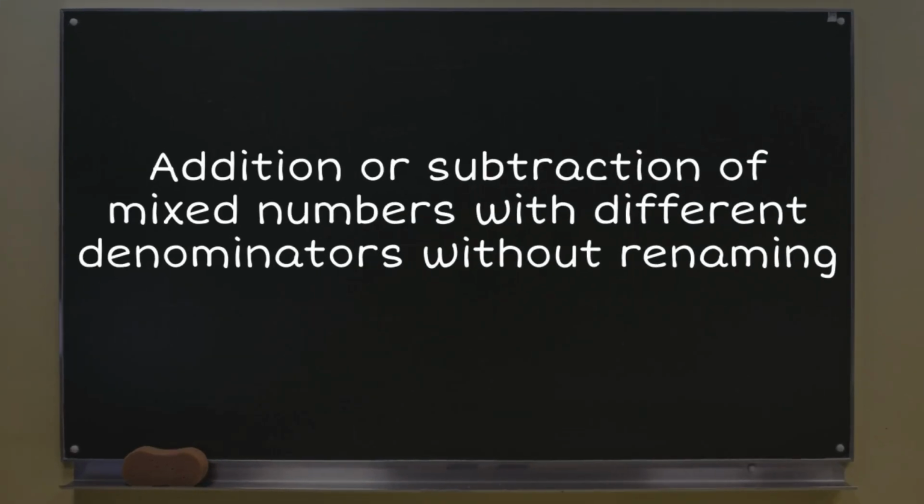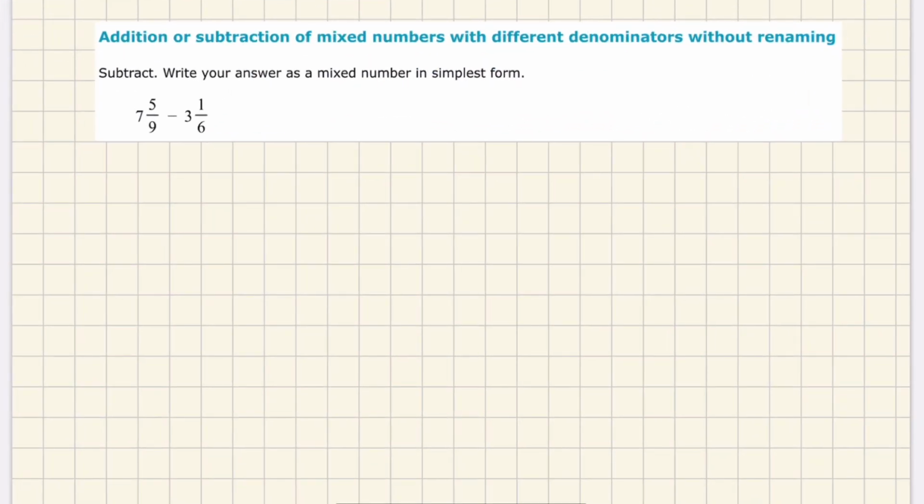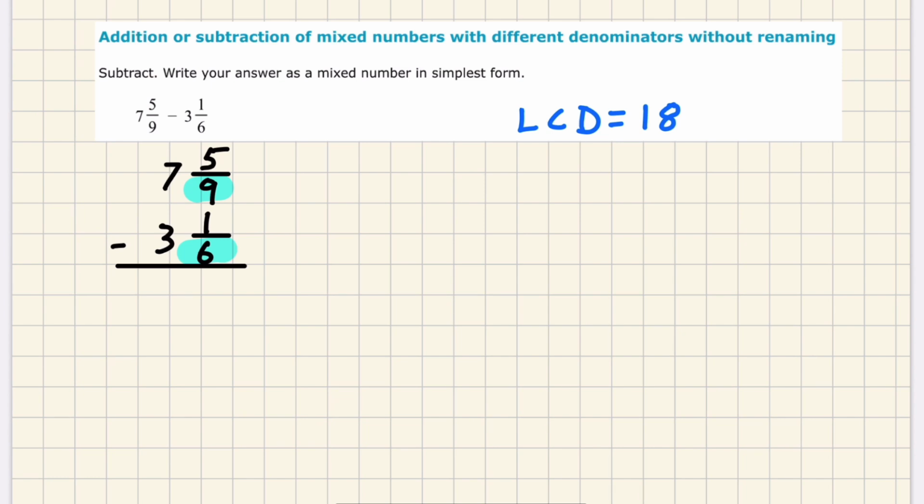Addition or subtraction of mixed numbers with different denominators without renaming. In this example, we have 7 5/9 minus 3 1/6. I'll start by writing this vertically. The first thing I notice is that I have different denominators, so I'll need to identify the lowest common denominator between those two fractions. Between 9 and 6, the lowest common denominator is 18.